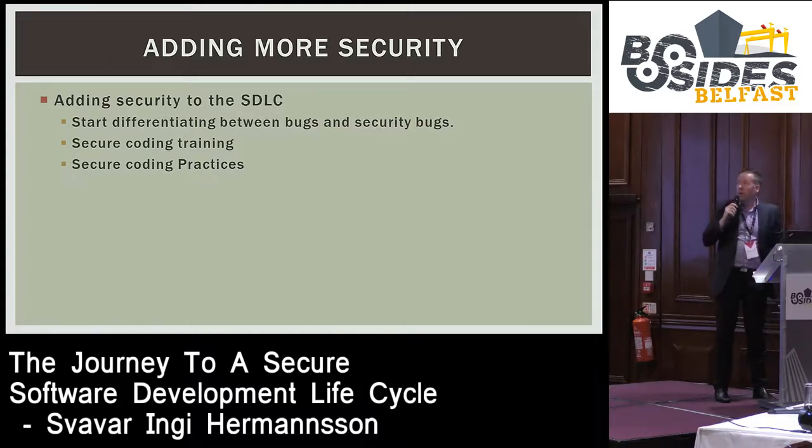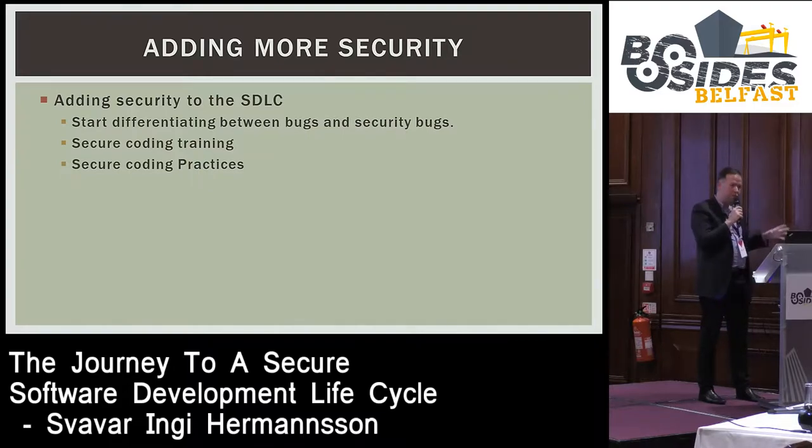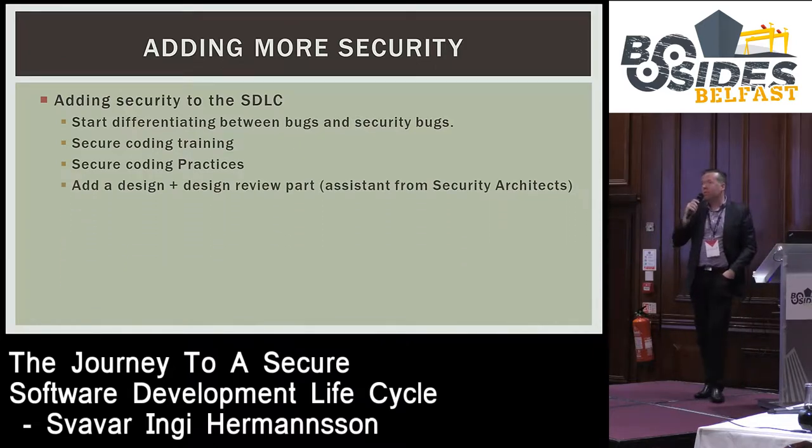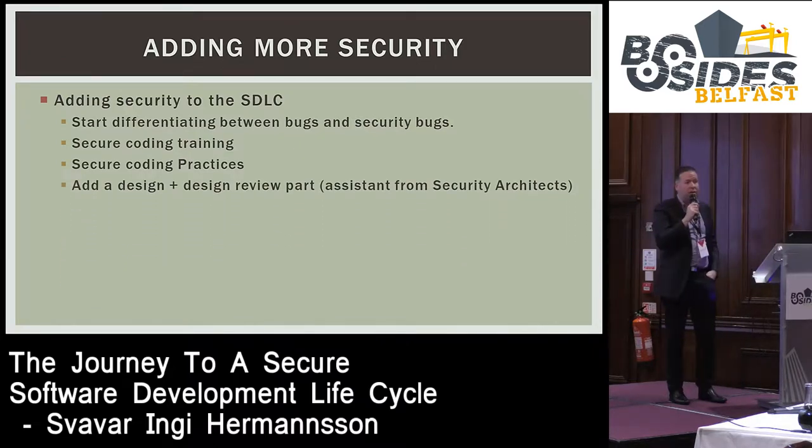And whenever a new security bug is discovered, it's a good idea to look back at your secure coding practice document and evaluate: is it possible this security vulnerability would happen again, or that it exists somewhere else? If yes, then you might want to put some text into your secure coding practice document. Okay, so we've added this extra layer. The next layer we added was a design and design review layer.